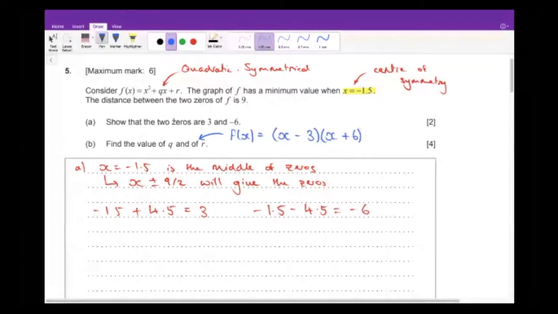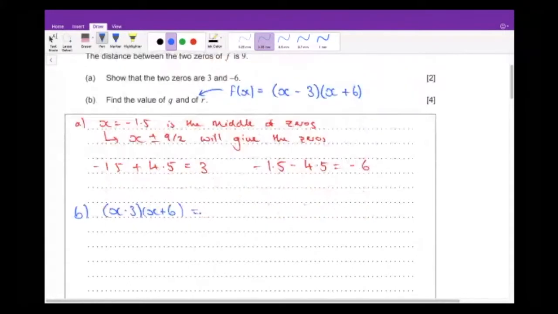So remember, we have 3 different ways of writing our function: either the general quadratic form, the factorized form, or the completed square form. Well, if I know that this is the factorized form, if I expand it, I'll get Q and R. So x minus 3, x plus 6 gives us x squared minus 3x plus 6x minus 18. So x squared plus 3x. So we can get from this then that Q is 3 and R is equal to minus 18.